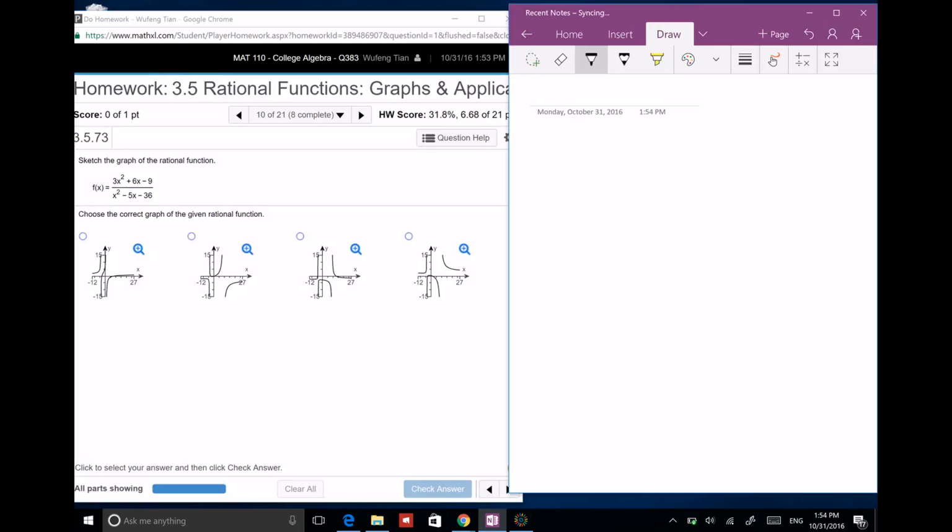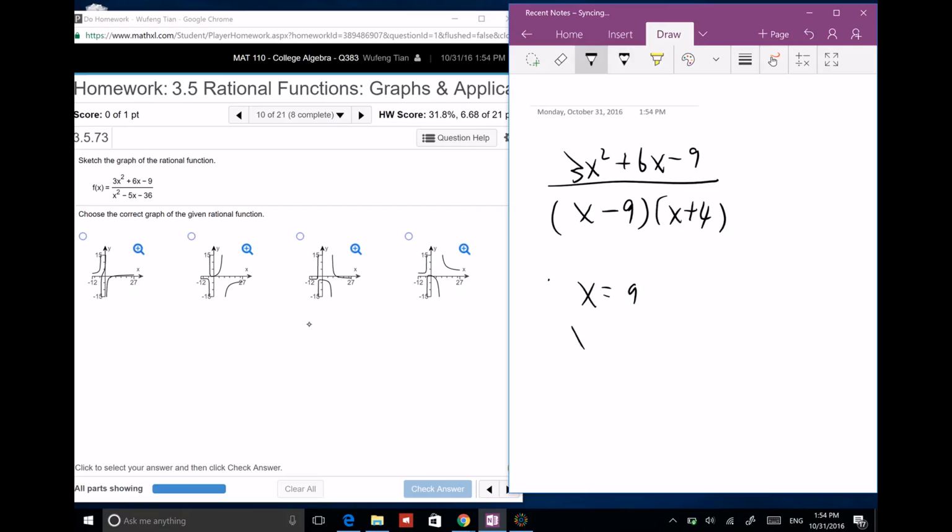Sketch the graph. First, you always want to find the vertical asymptote first. The denominator is 3x squared plus 6x minus 9x minus 9x plus 4. So you can tell x equals 9, x equals negative 4. That's the vertical asymptote, 9 and negative 4. Okay, so I believe that all of them have that. Now, this is the vertical asymptote.